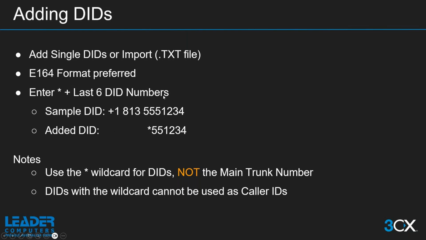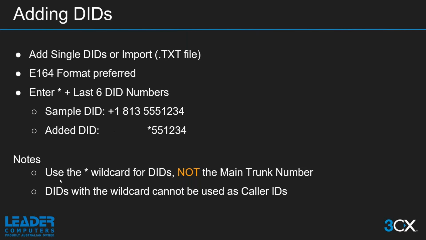The preferred format for the DIDs is always E164, with a plus before it. A sample DID, for example, is plus one, which is the country code, and the rest of the digits. To add a DID range, you can use an asterisk, which is a wildcard, for the last 6 digits. And something that you need to keep in mind is to use the wildcard for DIDs and not the main trunk number.